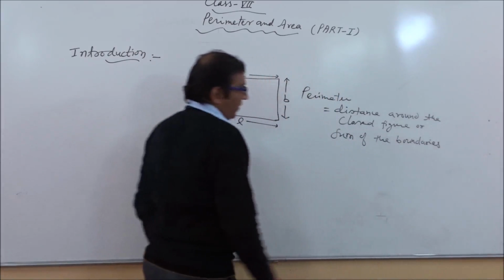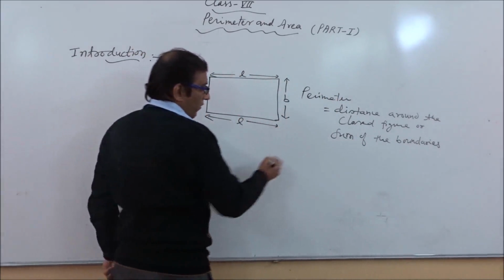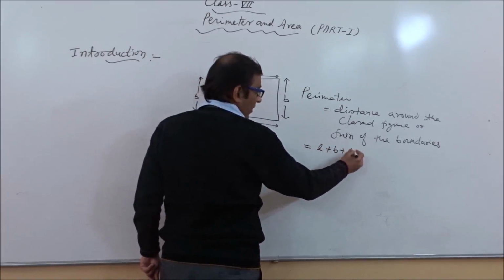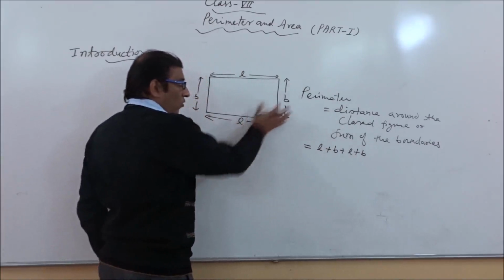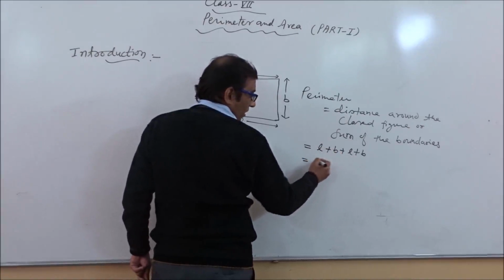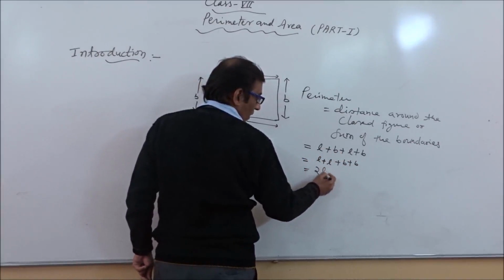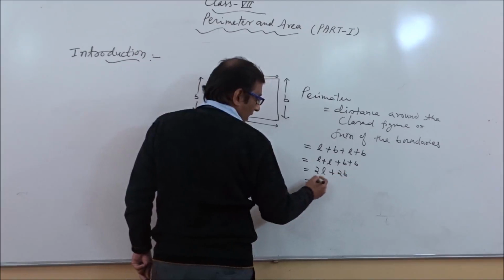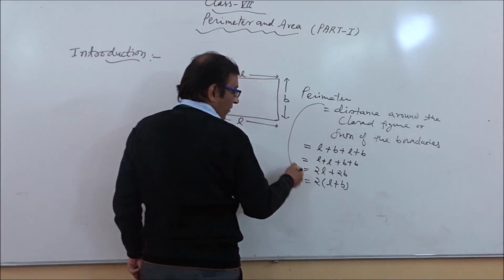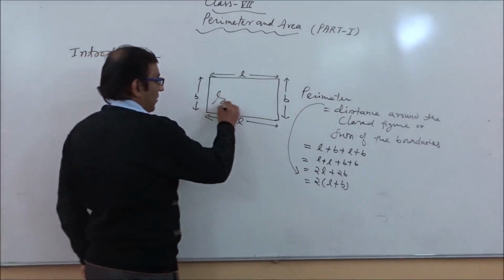And so in this figure, what will we say about the perimeter? There are length, then breadth, then length plus breadth. So if we add all the boundaries, we get length plus length, then breadth plus breadth. So we can say 2 lengths and 2 breadths, and when we take 2 common, it becomes 2 times length plus breadth. So this is the perimeter of this rectangle shape. It is known as a rectangle.